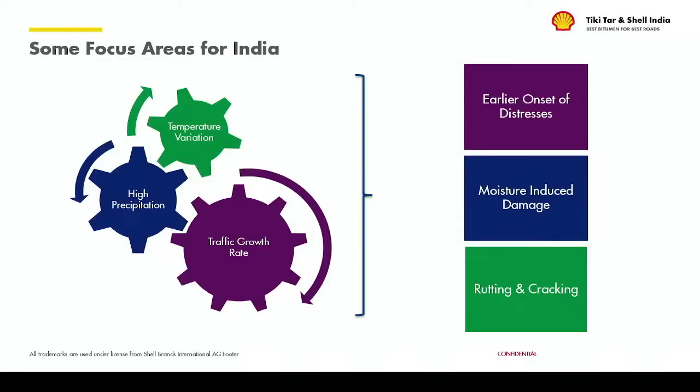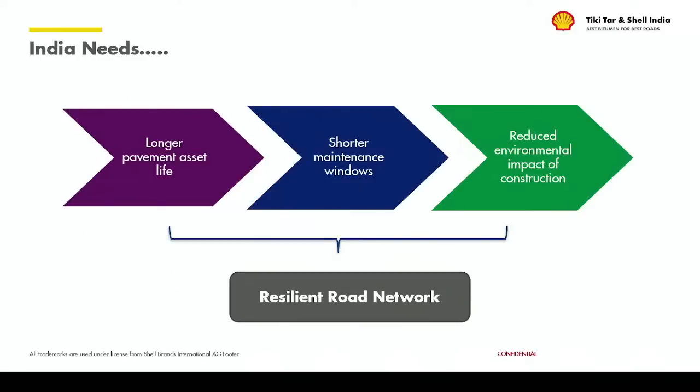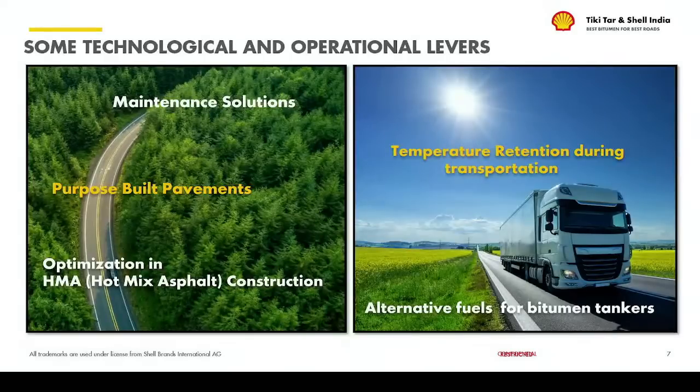Given the rapid economic growth that we are seeing, we need a resilient road network. For that, we obviously need long lasting pavements, which will demand some maintenance. But that maintenance window has to be drastically shortened. At the same time, we have taken goals for environmental impact, so that has to be as low as possible. Typically this is a 60-minute lecture, so I have condensed it into 7 to 8 minutes. I'll be speaking on a few elements, Mr. Chairman, well within the time.